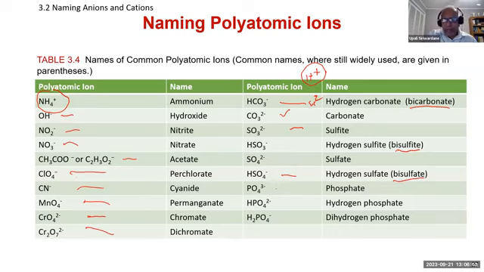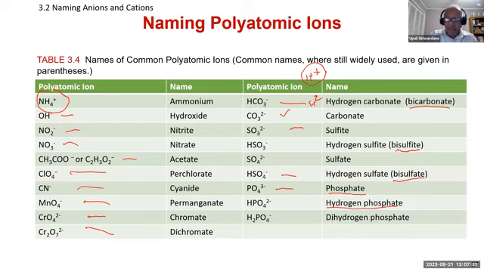Phosphate ion is PO4 3 minus. That's phosphate. Hydrogen phosphate forms when the phosphate ion reacts with one proton, just like bicarbonate forms. The phosphate ion with a hydrogen plus cation makes hydrogen phosphate.